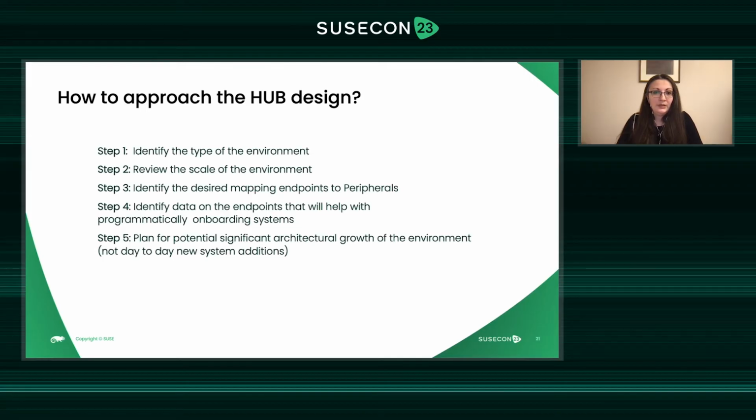Step 4 will be to identify data on the endpoints that are going to help us with programmatically onboarding systems, as we will want to do that in an automated way. And step 5 will be to plan for potential significant architectural growth of the environment, not the day-to-day system additions that would require us to just spin up a new server in a particular data center or open up a brand new retail store, but architectural growth that is on a larger scale.